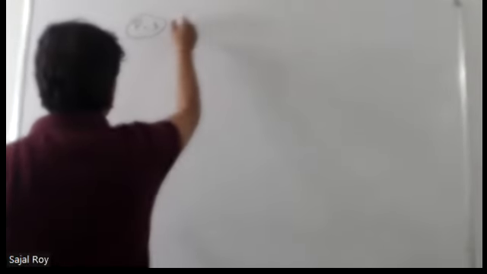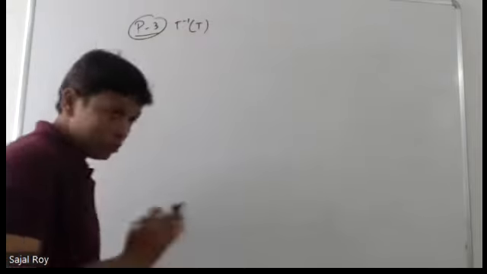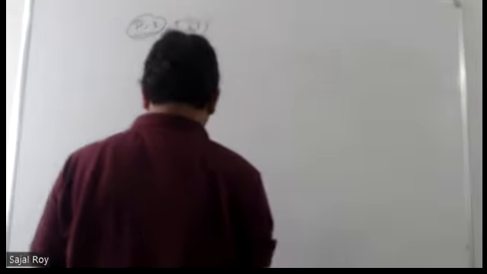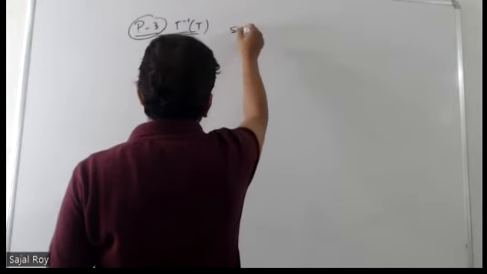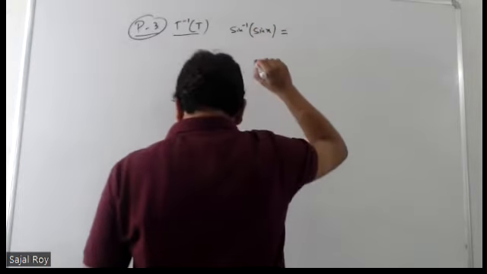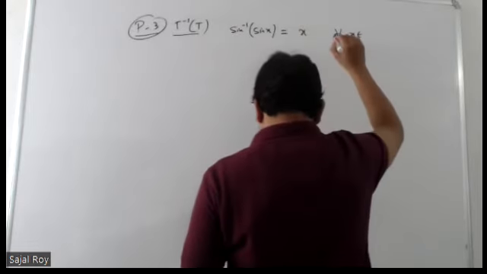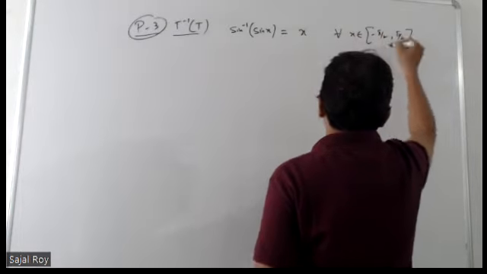Property 3, that will be on T inverse of T now. This is the most important part of trigonometry, inverse trigonometry. Most important part. That is, sin inverse sin x will be x for all x belongs to -π/2 to π/2. Otherwise not.